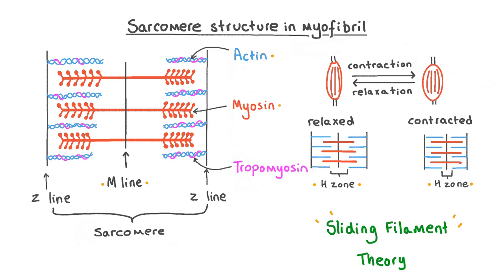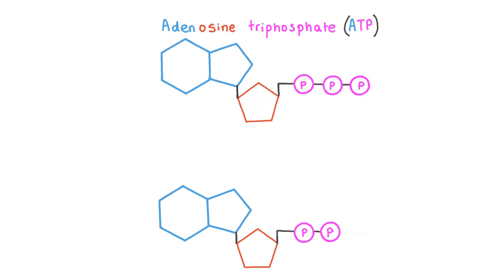But how do the actin and myosin molecules move to change between these two states? ATP, or adenosine triphosphate, is a molecule that stores chemical energy in living organisms. It's made up of adenine attached to a ribose sugar and 3 phosphate groups. ATP is sometimes referred to as energy currency in cells of living things, as it stores a lot of chemical energy in the bond between its 2 outer phosphate groups.